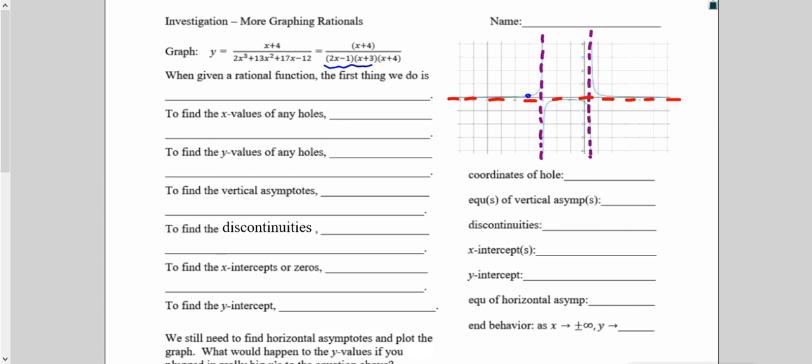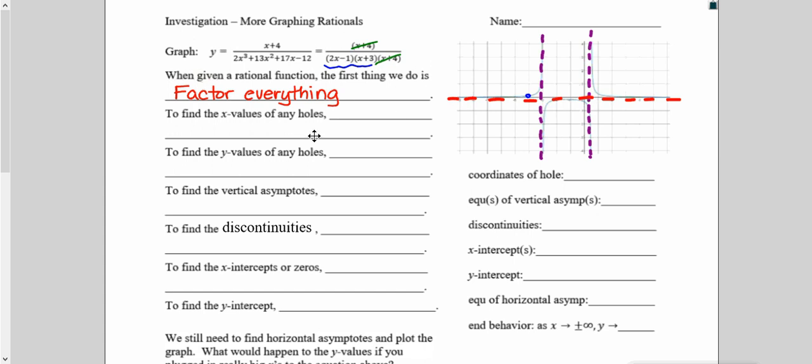This is our investigation on more graphing rational functions. So up here at the top, we've been given the function in two forms, in multiplied out form, and then over here in factored form as well. When given a rational function, the first thing we want to do is factor everything. That way we can look and see if any factors will reduce and any factors that will not reduce. We already gave this to you in factored form, so you didn't have to factor yourself.